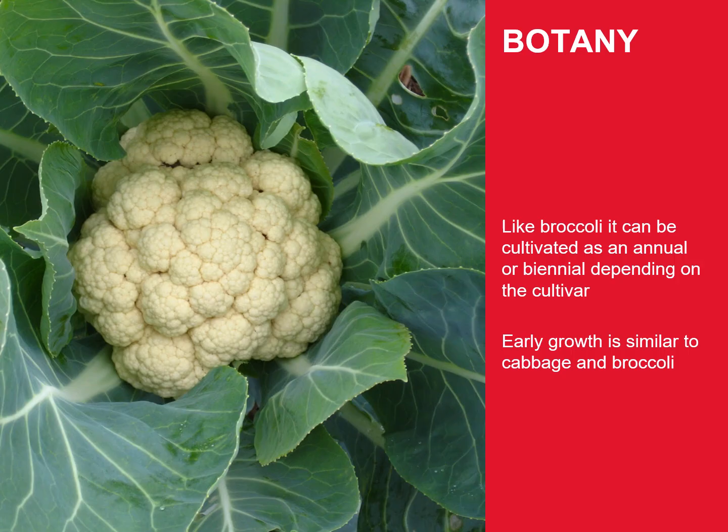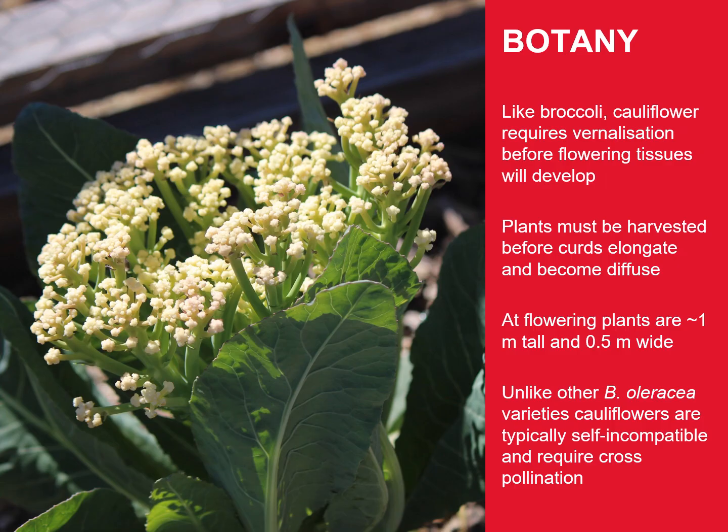Like broccoli, it can be cultivated as an annual or as a biennial depending on the cultivar. Early growth is similar to cabbage and broccoli. Like broccoli, cauliflower requires vernalization before flowering tissues will develop, so the plants must be harvested before the curds start to elongate and become diffuse. In this slide you can see a cauliflower plant starting to flower. The head of the cauliflower has completely disappeared and has differentiated into the flowering tissues through the formation of different stems. At flowering, the plants are around 1 meter tall and half a meter wide.